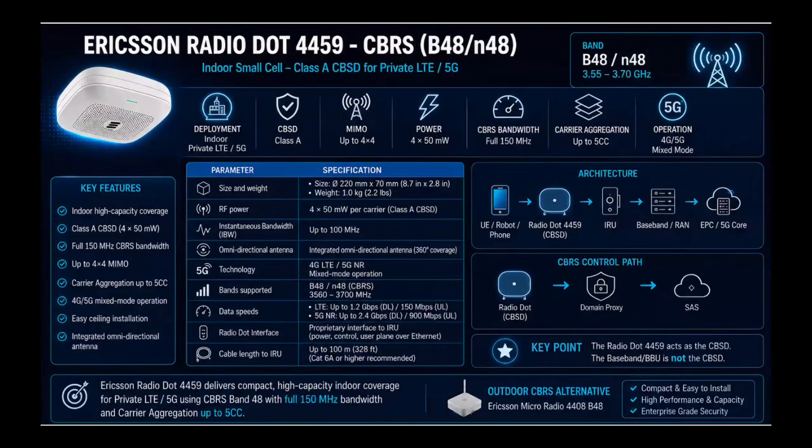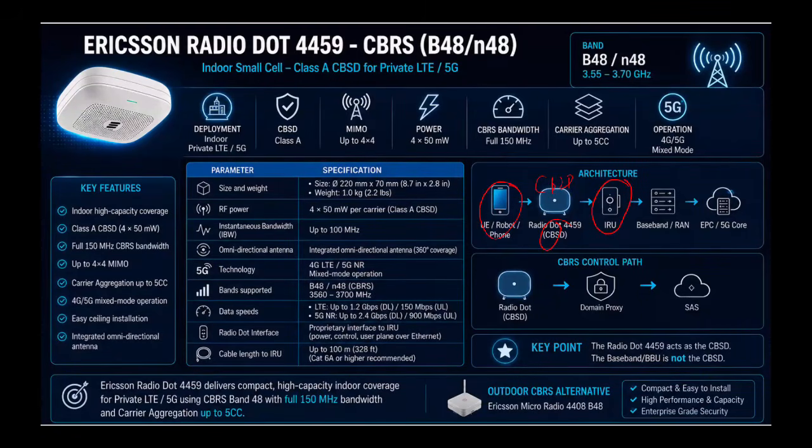As you know, the UE is connected to the Radio Dot 4459, which acts as a CBSD, right? The dot connects via LAN or Ethernet to the IRU, which is used for aggregation, right? Yes, CBRS is supported by both Android and iPhone.